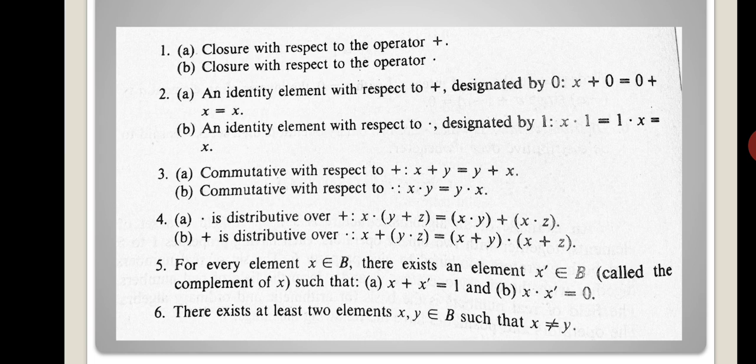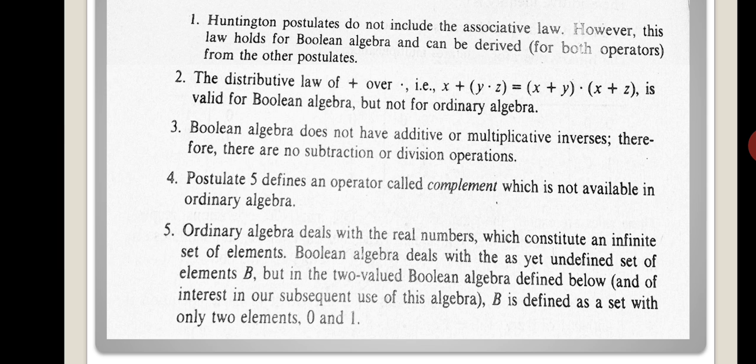The sixth postulate is that there exist at least two elements x, y which belong to B, such that x is not equal to y. So x should not be equal to y. There are some postulates which you have to remember. These postulates are required to solve the theorems as well as problems. That is the reason why I uploaded this.